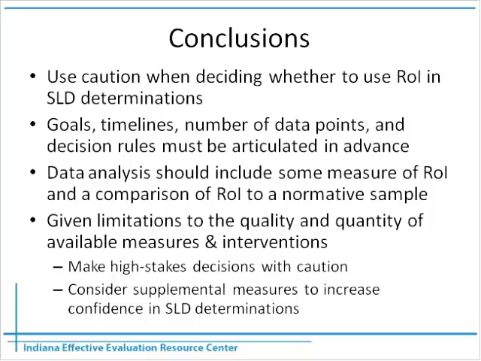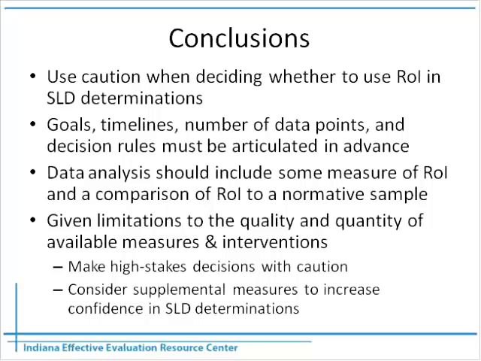So in conclusion, again, just to reemphasize, we want to use caution when deciding whether to use response or rate of improvement in SLD determinations or evaluations, because again, it's only a piece of the puzzle, and as hopefully you can see from the presentation today, there's a lot of variability in terms of how rate of progress is calculated, how decisions are being made, how goals are being set with regard to rate of improvement or student progress. And so we then need to use caution in making decisions as important as an SLD determination. We also want to talk about goals, timelines, number of data points, and decision rules in advance of implementing the intervention if we feel that rate of improvement data will be used in the SLD decision.